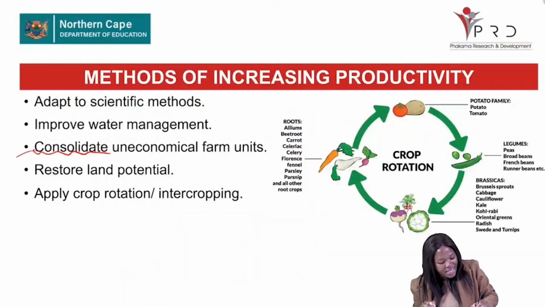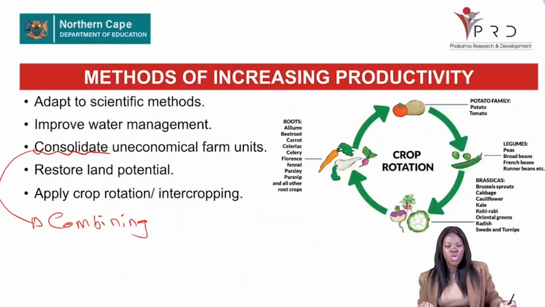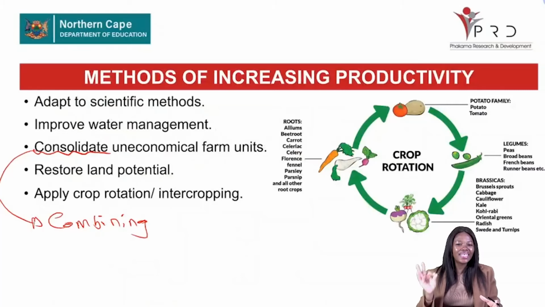It simply means here you are combining smaller farm units to create a single large farm unit. This is done to reduce the cost and to reduce the management. So it's very easy to manage a single large piece of land than to manage multiple small pieces of land. That is consolidation. It makes management easier, and it also reduces the cost.